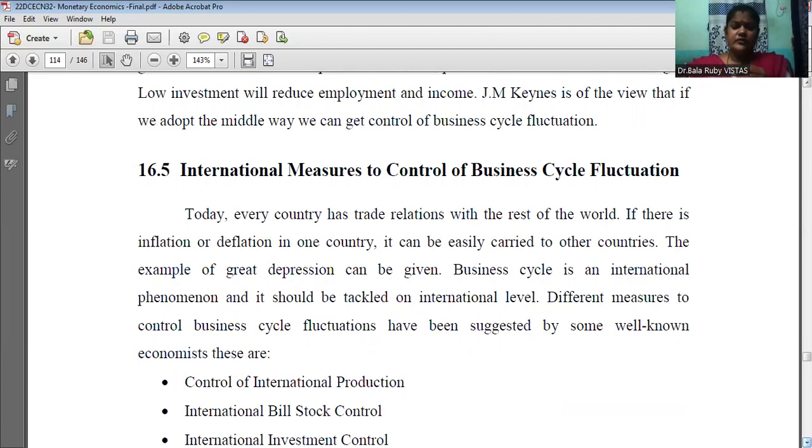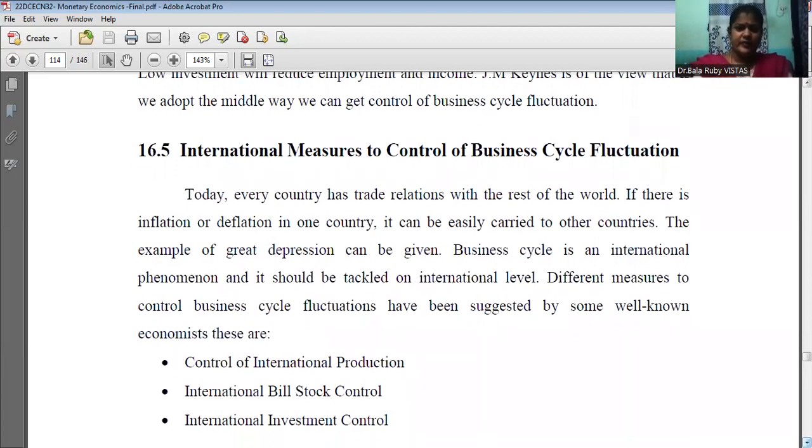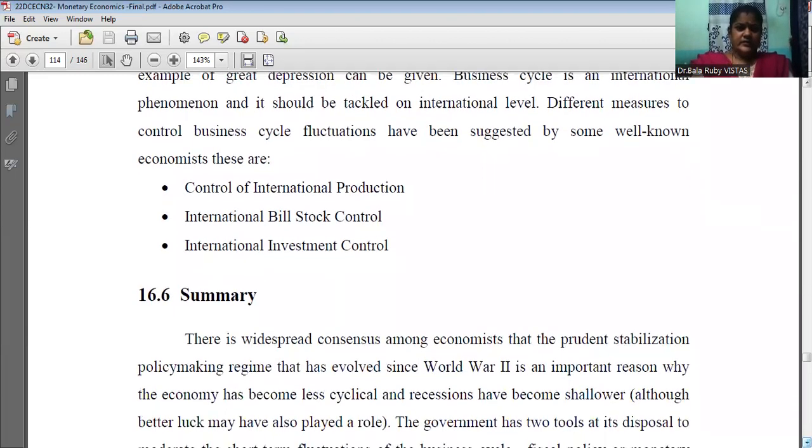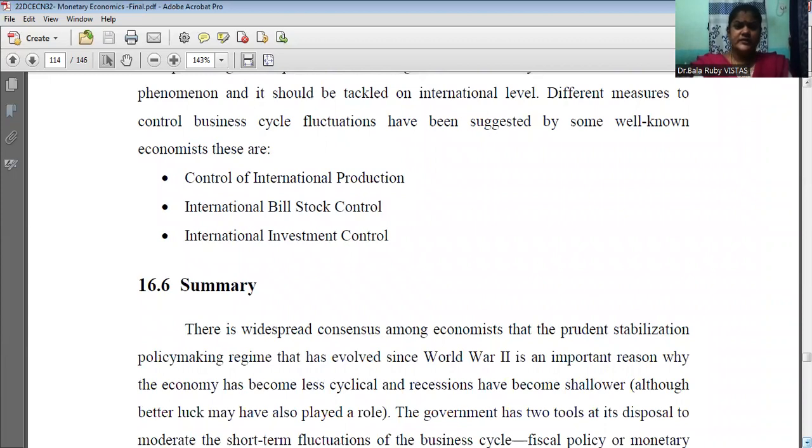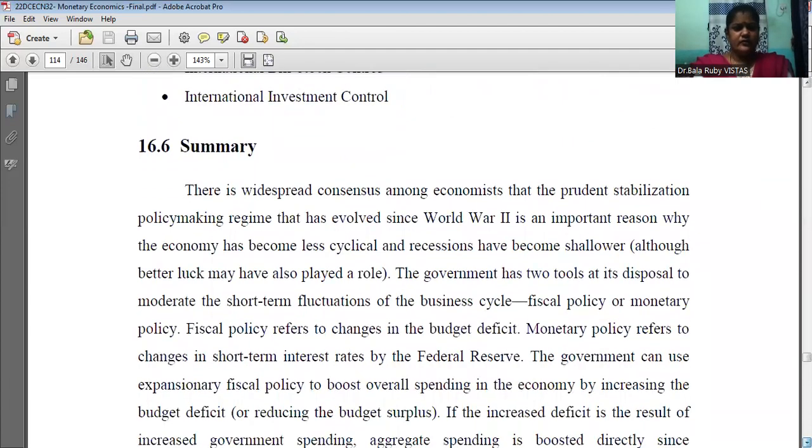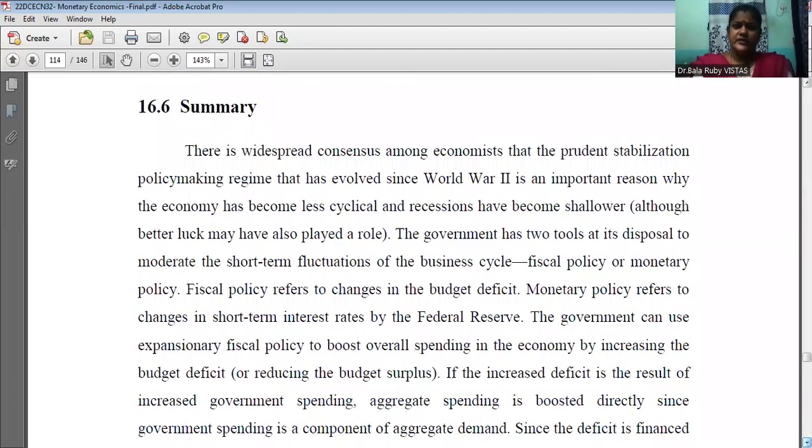Different measures to control business cycle fluctuations have been suggested by some well-known economists. They are control of international production, international bill stock control, and international investment control. There is a widespread consensus among economists that the prudent stabilization policy-making regime that has evolved since World War II is an important reason why the economy has become less cyclical and recessions have become shallower.